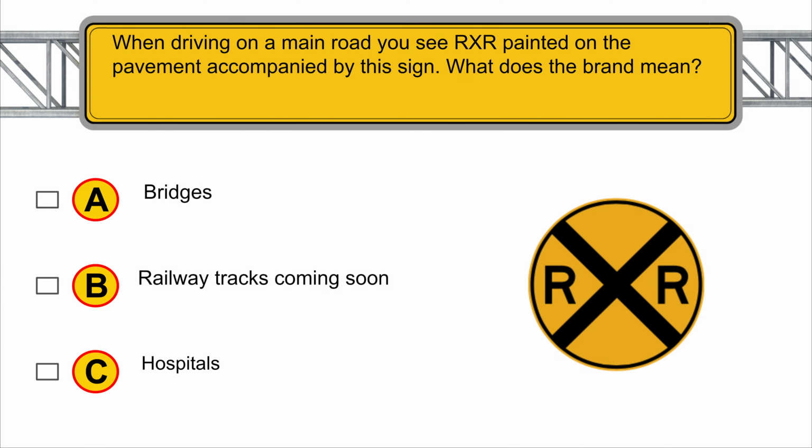When driving on a main road, you see RXR, like this sign over here, painted on the pavement, accompanied by this sign. What does this RR and the X mean? Railway tracks coming soon.